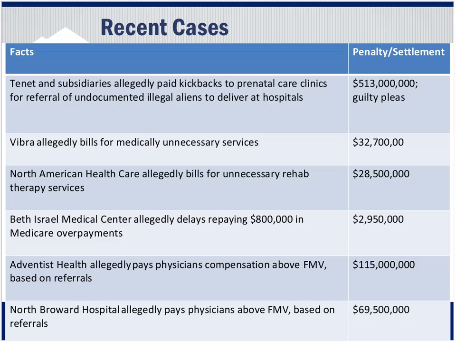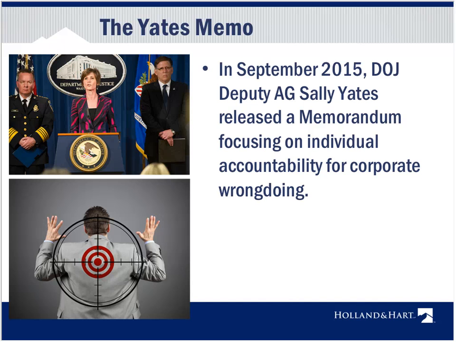Just look at some of the recent cases and you can see how those penalties can come back and haunt you. A lot of the recent cases are in the hundreds of millions of dollars, or at least tens of millions of dollars. Now, if that's not enough to get your attention, hopefully you're aware of the Yates memo, because if not, and you are a C-suite person at your organization or are dealing with fraud and abuse issues on a regular basis, you need to be aware of the Yates memo.